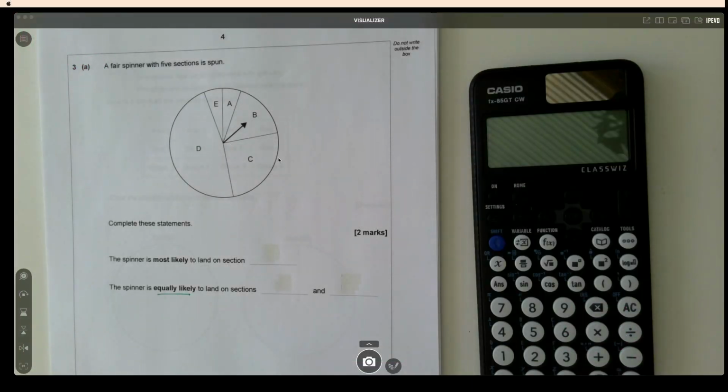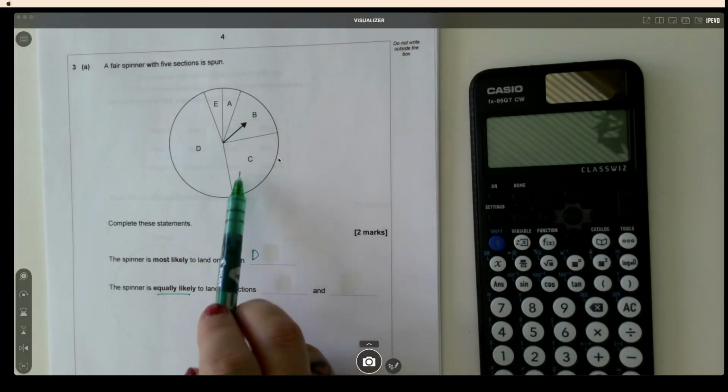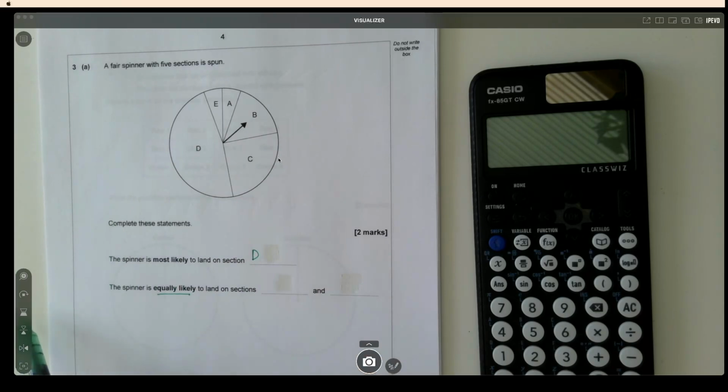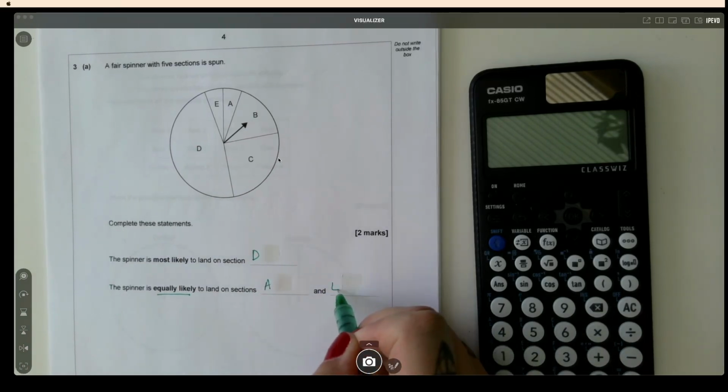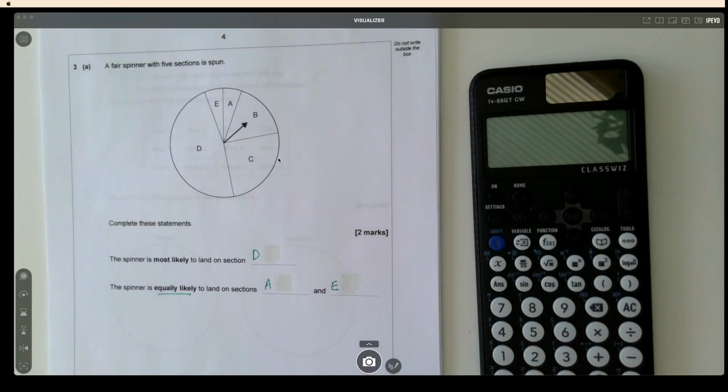3a. A fair spinner with 5 sections is spun. Complete these statements. The spinner is most likely to land on section, that would be section D, because D is the largest section of the spinner. The spinner is equally likely to land on sections A and E because they are sections of the same size.